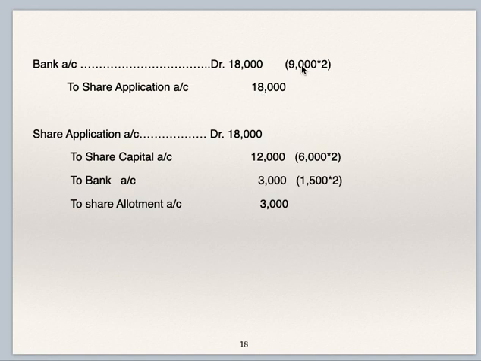Bank account debit to share application, they have received 9000 applications. Along with this, they have received 2 rupees per application. Bank to share application 18000. Equity share application account debit 18000 to share capital 12000, 6000 into 2 because issued capital is 6000. To bank 3000, 1500 applications are rejected and amount is refunded, 1500 into 2. To share allotment 3000. 15,000 they have received on 7,500 applications, but shares allotted are only 6,000. So excess 3,000 gets adjusted towards share allotment.